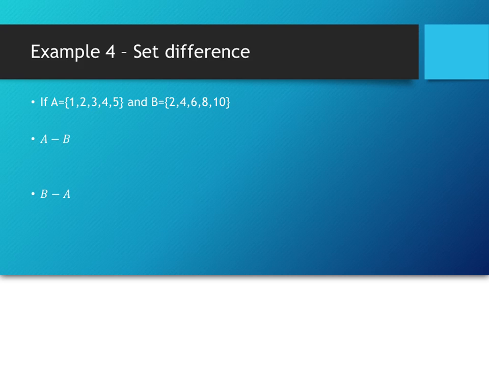So we start with elements of A. That's 1, 2, 3, 4, 5. And the minus B, 2, 4, 6, 8, 10, is going to cause us to throw some out. And so the ones that we're going to throw out are 2 and 4 are the same. So 2's in B, 4's in B. And 6, 8, 10, none of those. So the set difference for A minus B is going to be equal to 1, 3, 5. So the set containing 1, 3, 5.